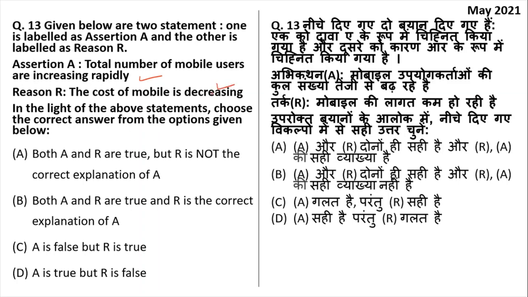15 years ago, the simple mobile that had only buttons used to cost 10 to 15,000 rupees. But now we get smartphones also in the range of 8,000 or 5,000. So the cost of mobile has decreased. That is why the number of mobile users has increased. So here both are correct and the reason is the correct explanation of the assertion. Both A and R are true and R is the correct explanation of A. Okay, B is the right answer.